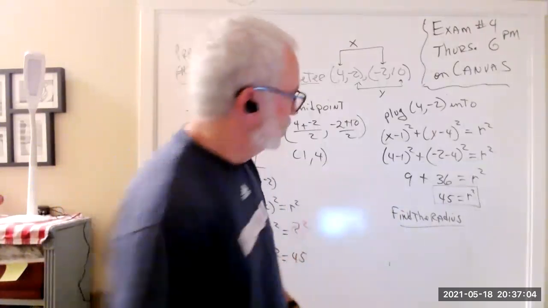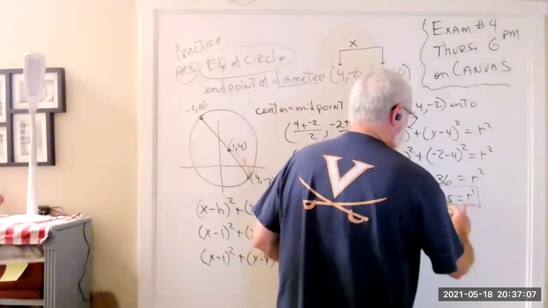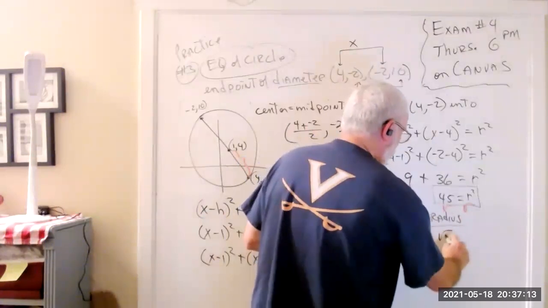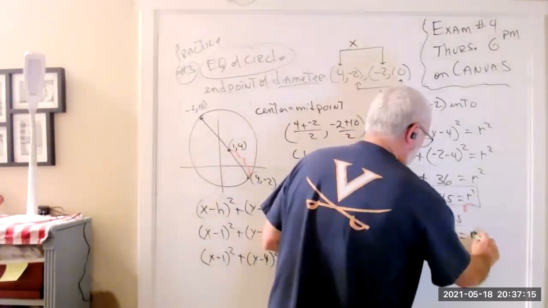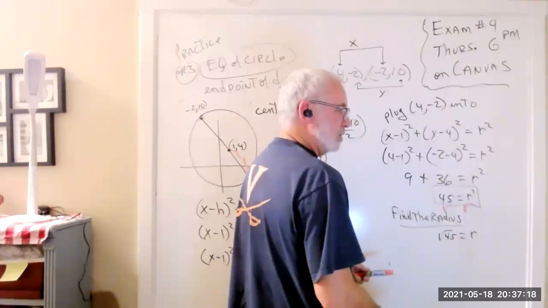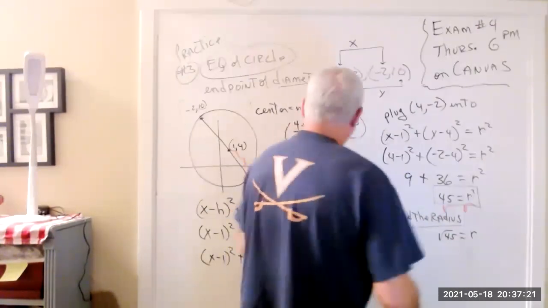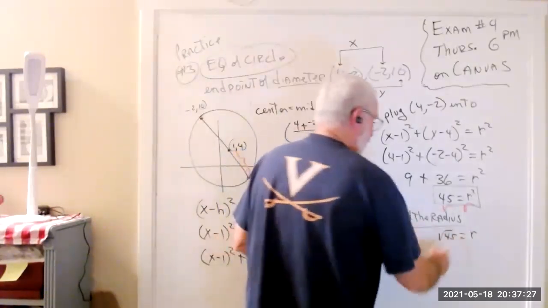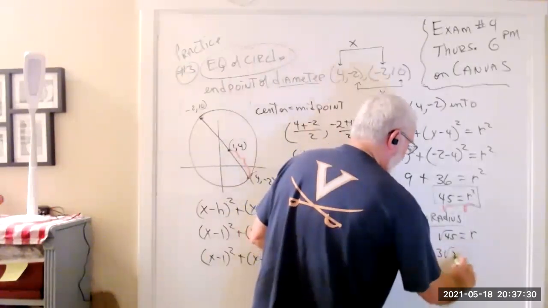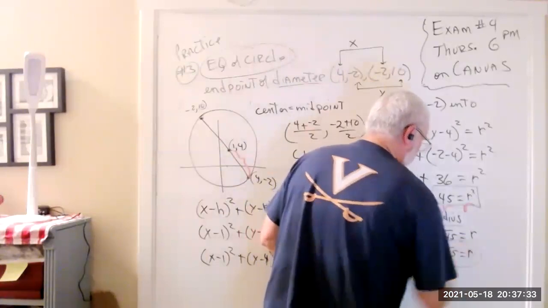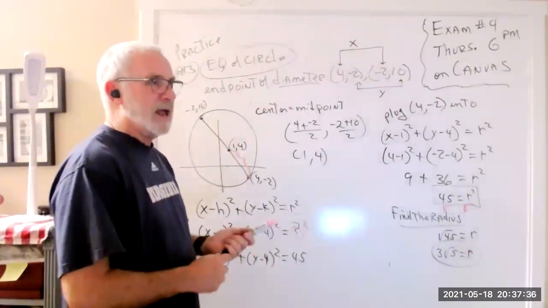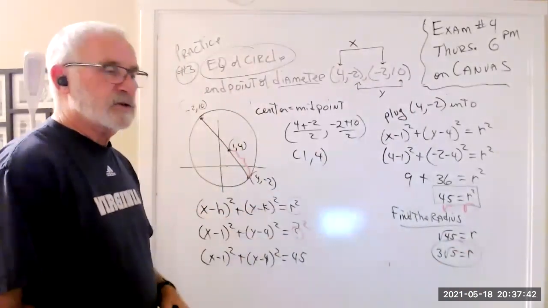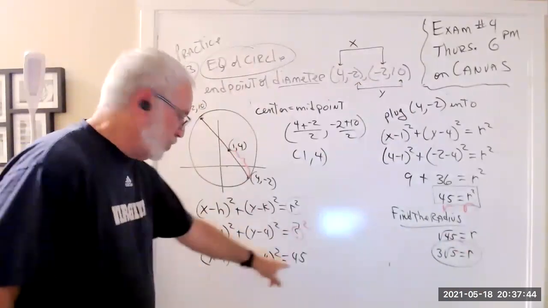Wouldn't you have to square root both sides to get the radius? So you're going to get the square root of 45 equals r, because that's the radius. Not r squared, but r. R squared is part of the formula, but r by itself is the radius. So clean this up, 3 radical 5 equals r. So there's your radius. If that had been asked, you'd say 3 radical 5 is the radius. If it just said, give me the formula, that's the formula.